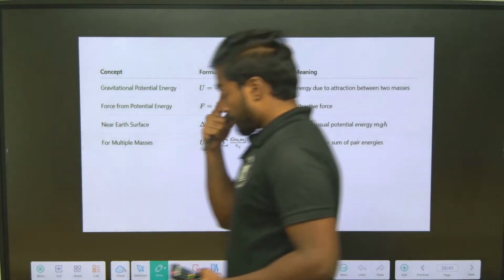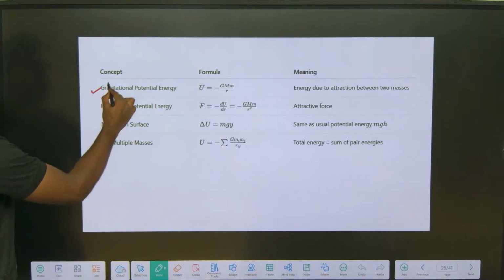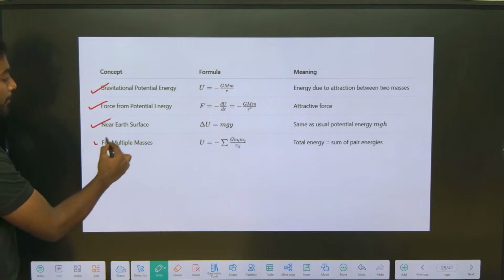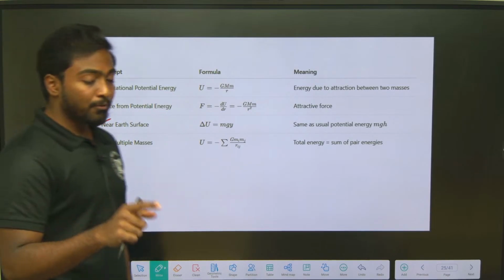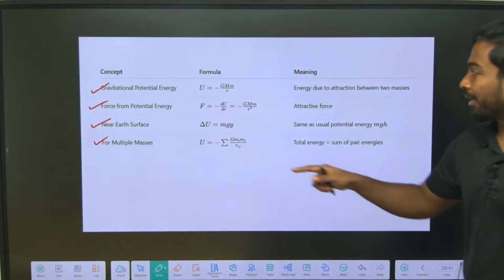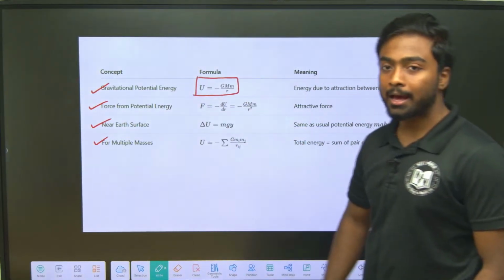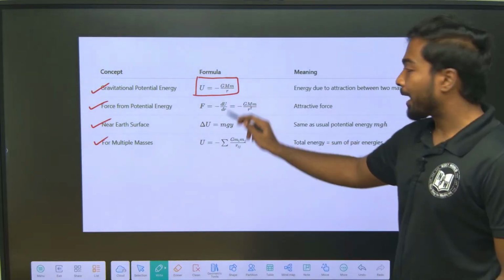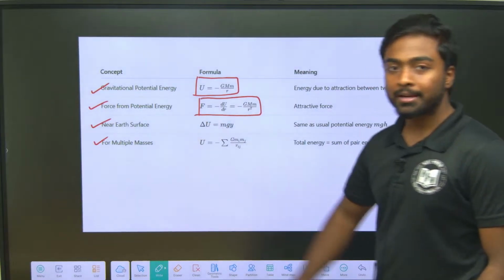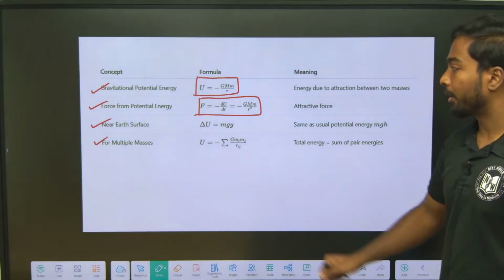So here are the concepts included: gravitational potential energy, and force from potential energy near the earth surface for multiple masses. We have seen about the gravitational field. Now the gravitational potential energy formula is U equals minus GMm by R, and force is F equals minus dU by dR, which is nothing but minus GMm by R square.